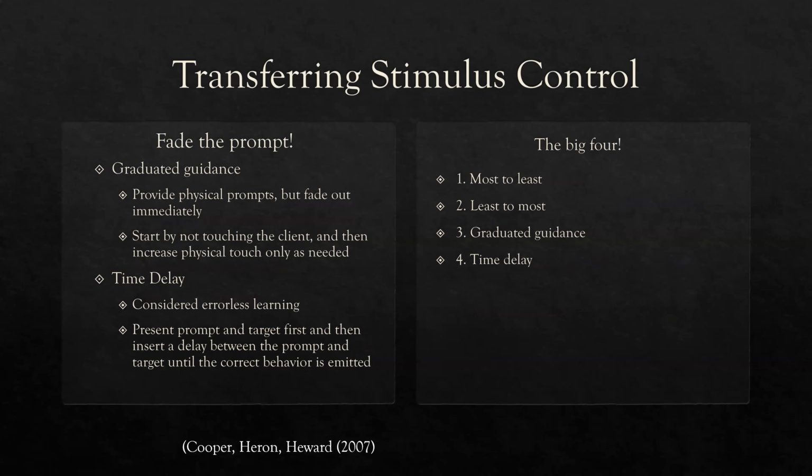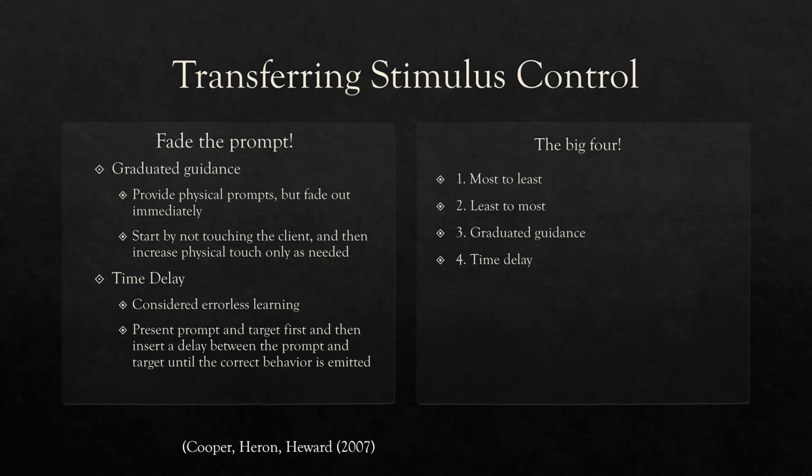Two more, graduated guidance. You're providing physical prompts, but fade out immediately. Remember, graduated guidance is a form of physical prompting. Okay. What we're doing here is we're starting by not touching the client. We might just be near the client's elbows, near the client in general. As we watch them attempt the activity or the response, we slowly incorporate physical guidance only as needed. And then what do? We remove it immediately. Think about that idea of graduated guidance. Gradually increasing the amount of guidance I'm giving and then fading immediately.